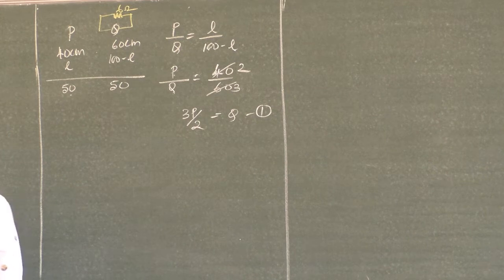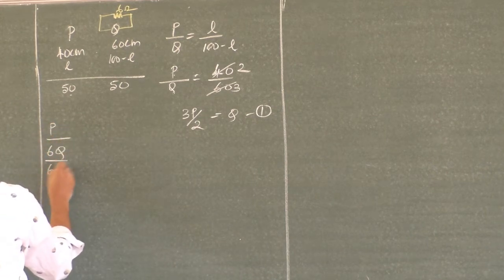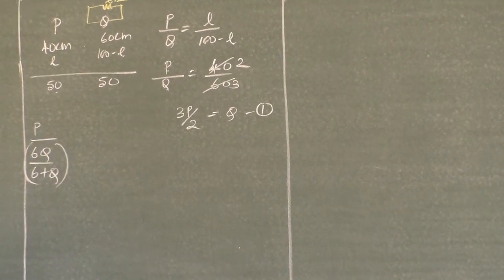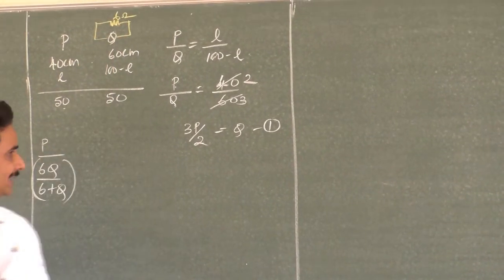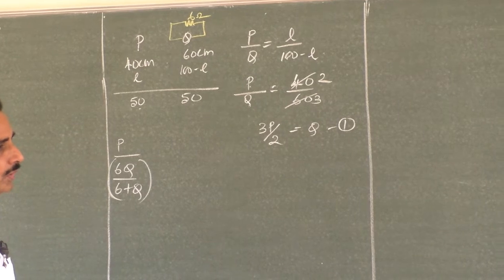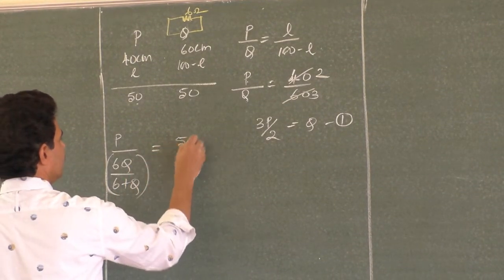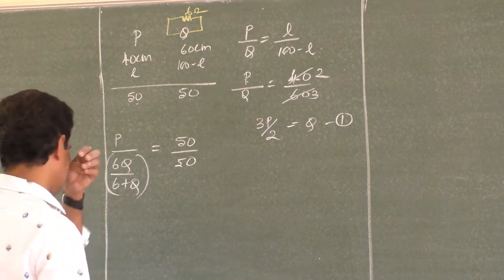So what is the new formula? Now P divided by 6Q by 6 plus Q. What is this 6Q by 6 plus Q? That is the parallel combination on the right hand side. A 6 ohm resistance is connected in parallel with Q. That is equal to 50 by 50, because the balance length shifts to 50 centimeter. The remaining 50 is on the other side.